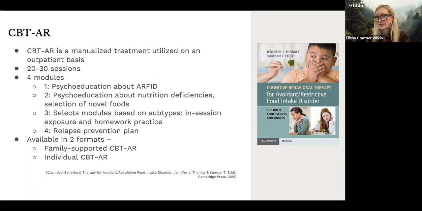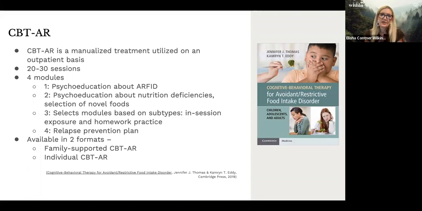Module 3 selects modules based on the subtypes that we reviewed previously. So there are in-session exposures as well as homework practice. And then number 4 is a relapse prevention plan. This treatment is available in 2 formats. There's a family-supportive CBT-AR. So typically we will involve the parents along with the child or adolescent during the session, especially if the child is under the age of 16. If the child is age 16 to 17 and they need to weight restore, then we'll also involve the family in those sessions. Anyone else will have a combination of individual CBT-AR in addition to family involvement, primarily including the psychoeducation as well.